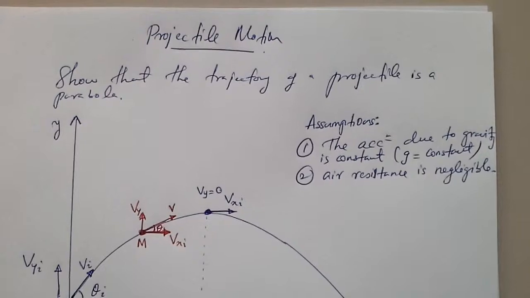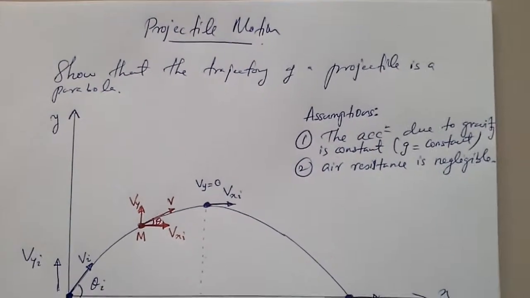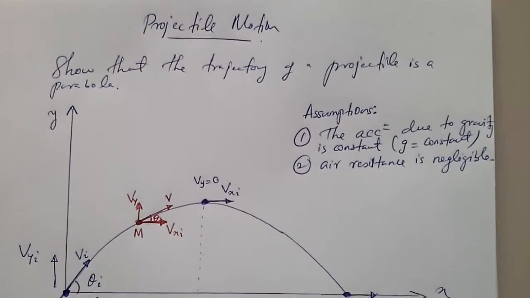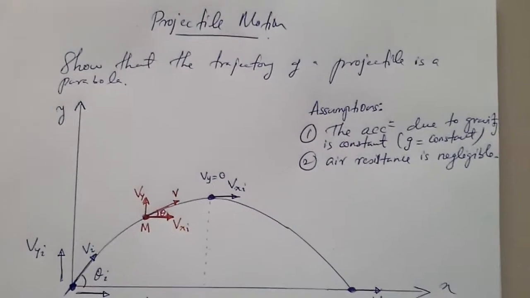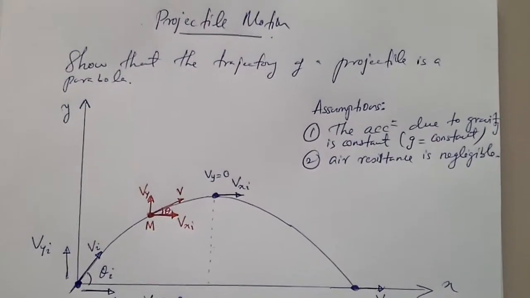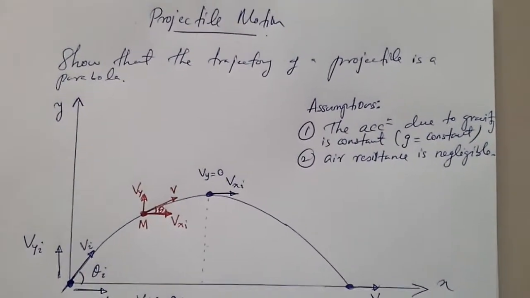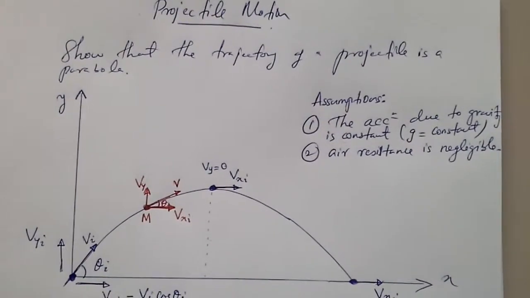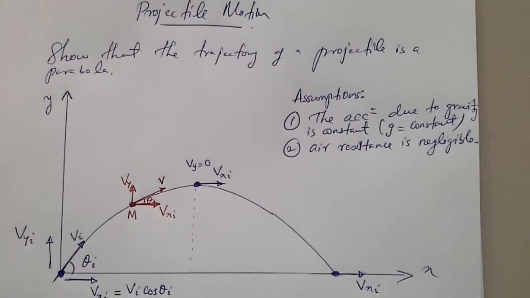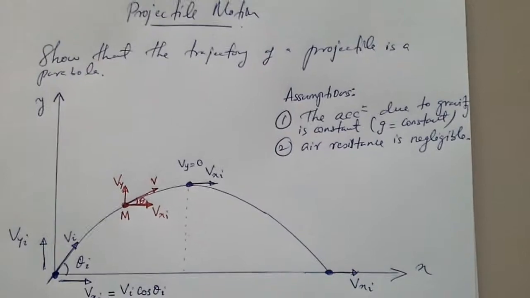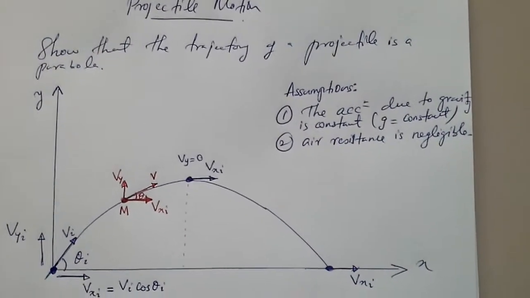So the problem is like this: show that the trajectory of a projectile is a parabola. So this is our first proof. Okay, we are going to prove this. The trajectory of a projectile is a parabola.